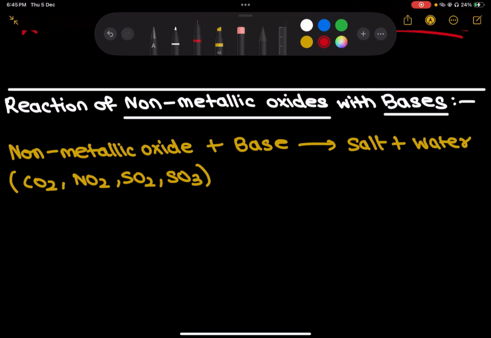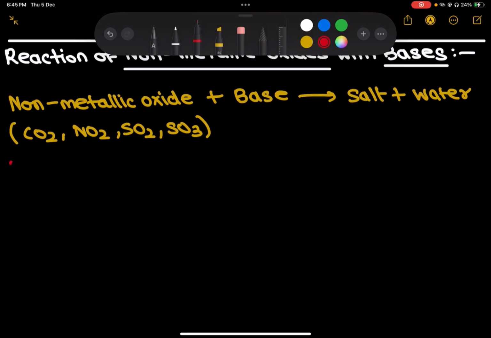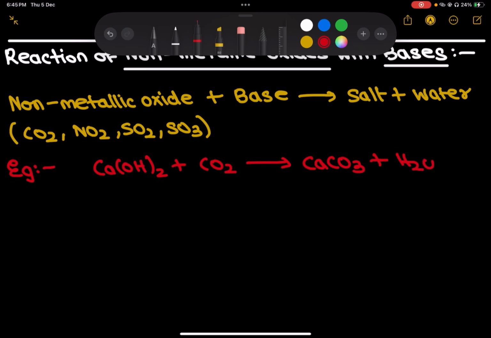One of the examples which I'm giving, we have already seen it as a test for CO2. Right? If you remember, we combined Ca(OH)2, plus CO2 to give us CaCO3 plus H2O. Okay, so Ca(OH)2 is a base, it is calcium hydroxide. CO2 is carbon dioxide, a non-metallic oxide.